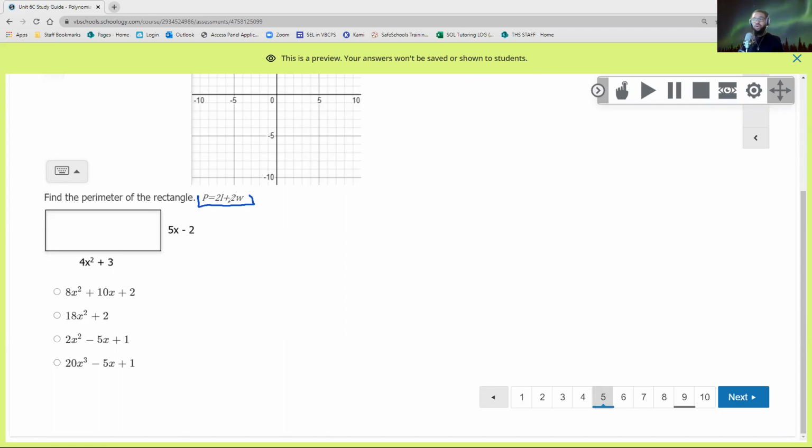Now, if you don't know which one's the length and which one's the width, there's only 2, and you're going to be adding them, so it doesn't really matter too much. We could say this one's L and this one's W, or vice versa. What is important, though, is that we actually multiply by the 2 and then add them. So to set this up, my perimeter is going to be equal to 2 times 5x minus 2, plus 2 times 4x squared plus 3.